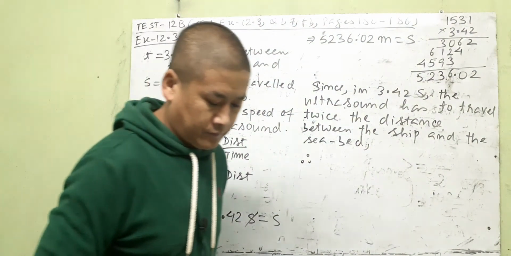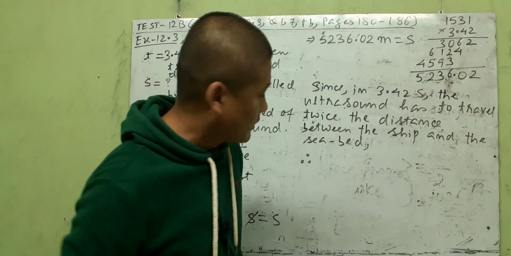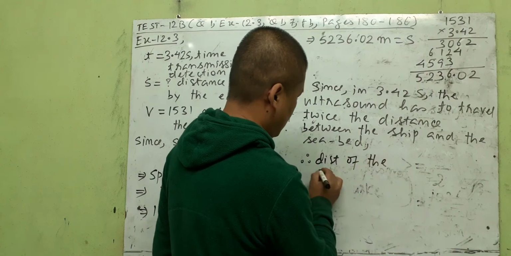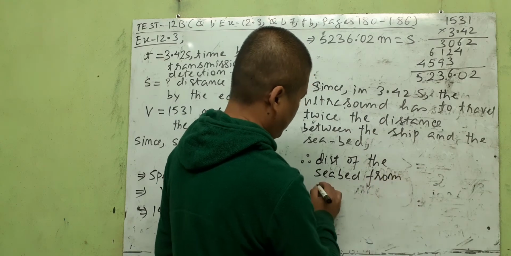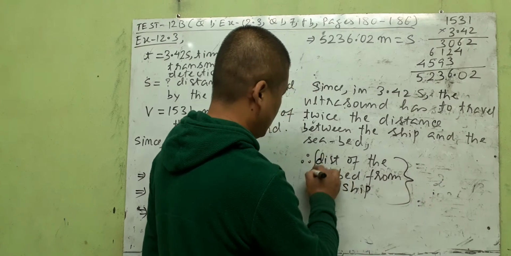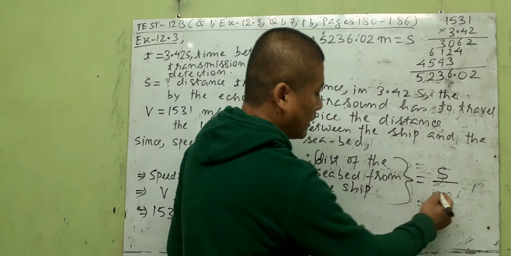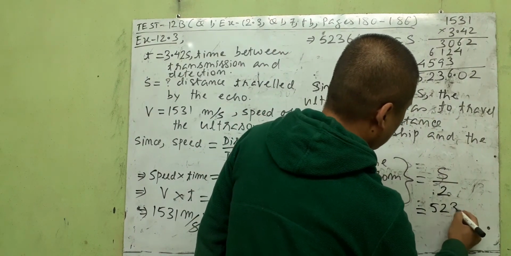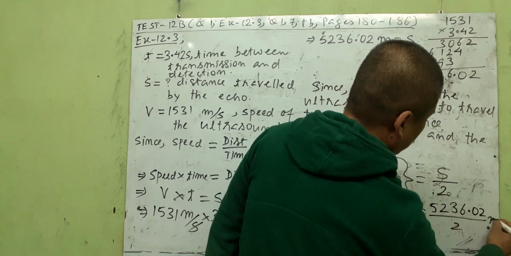what is the distance of the seabed from the ship? So actual distance of the seabed from the ship will be just like with the previous numerical, distance traveled by the ultrasound, that is echo, divided by 2. So 5236.02 divided by 2 meter, this much.